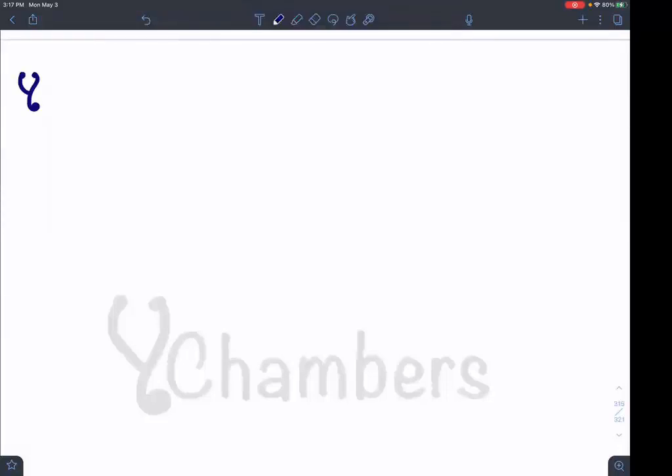Today I want to discuss the GIT. Okay, what is the effect of anticholinergics, the blockers, on the GIT? What is the effect of anticholinergics on GIT?